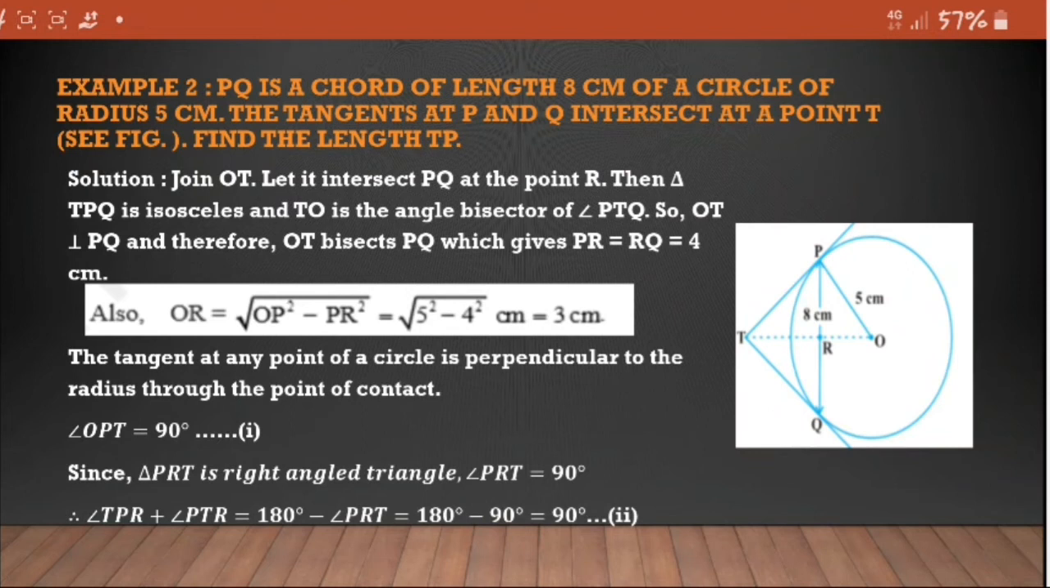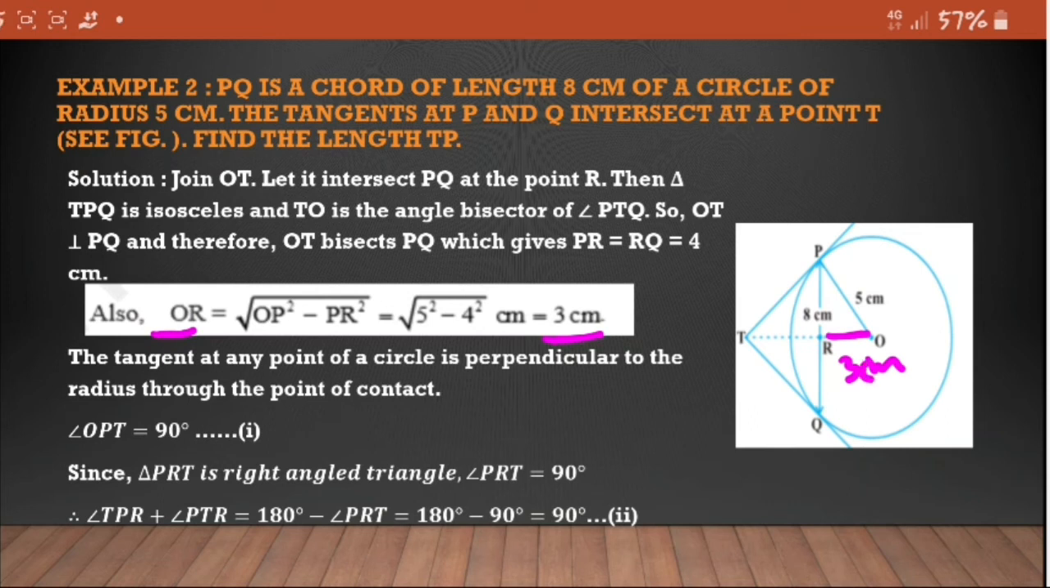Again, since OR is perpendicular to PQ, since this angle is 90 degrees, you can say that this is a right angle triangle. So you can write OR square is equal to OP square minus PR square. That means OR is root under OP square minus PR square. If you put the values, you will get OR, that means this length, as 3 cm.